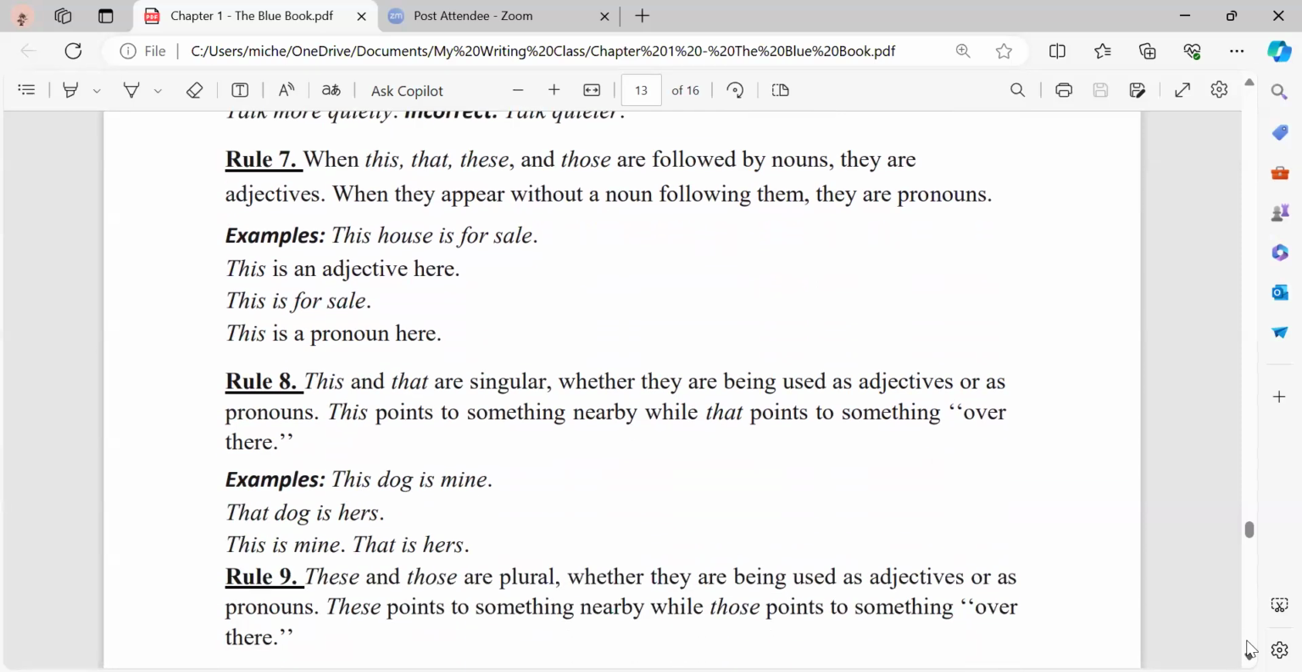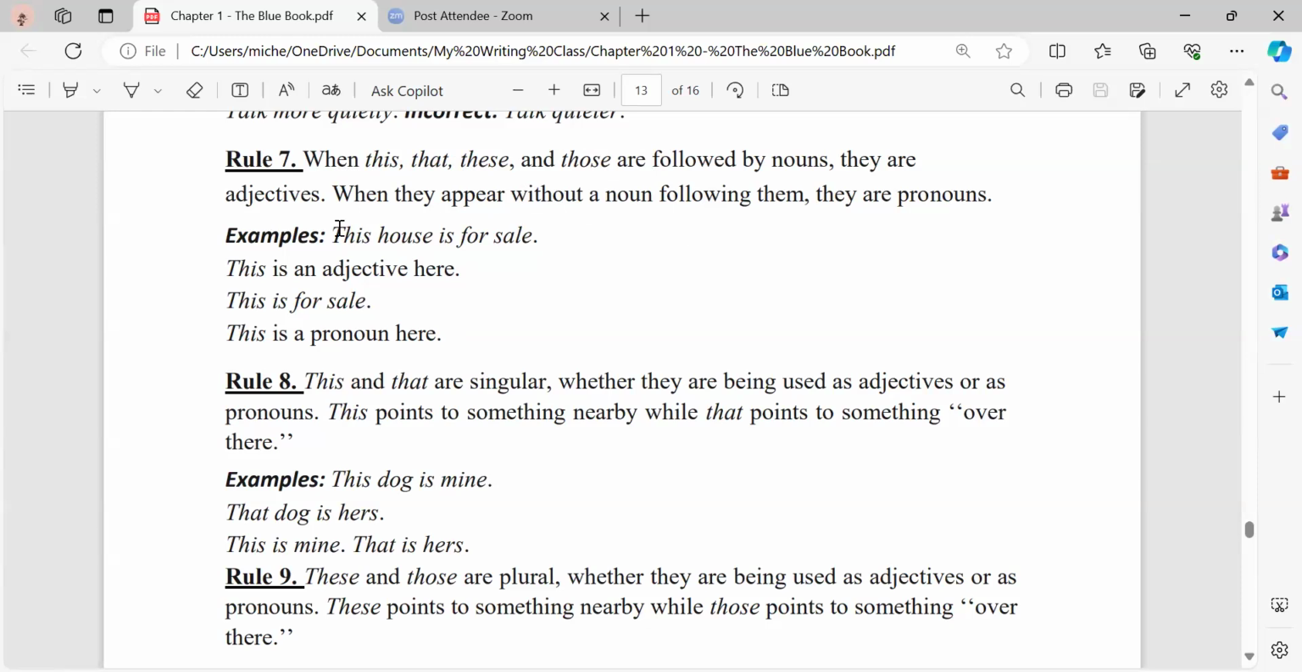And then for rule number 7, when this, that, these, and those are followed by nouns, they are adjectives. When they appear without a noun following them, they are pronouns. So this house is for sale. This is an adjective here. And this is for sale. This is a pronoun here. So when they're followed by nouns, they act as an adjective, and when they appear without a noun, they are pronouns.